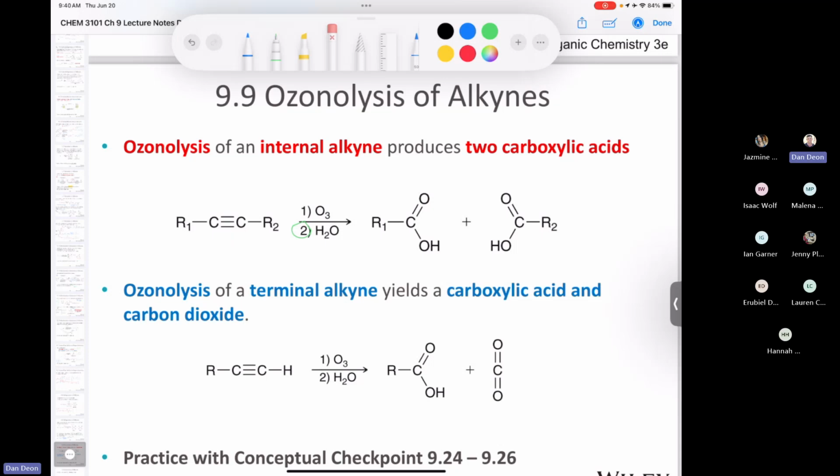But if you have a terminal alkyne, from the side that has the R group, you're going to get a carboxylic acid. But from the side that has the hydrogen, that actually gives you CO2. So you end up with CO2, which is a gas. So that goes up in the smokestack. So this is definitely an irreversible reaction. There's no mechanism provided for this, none. In fact, you've probably noticed this already. There's actually very few mechanisms in this chapter compared to the other chapters.